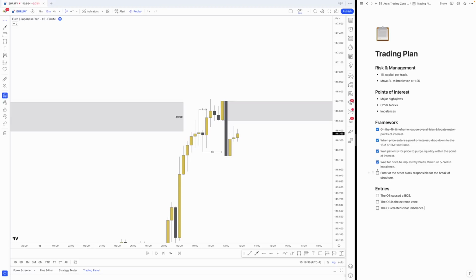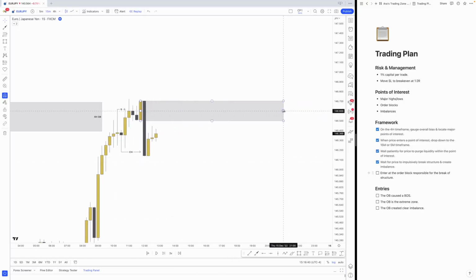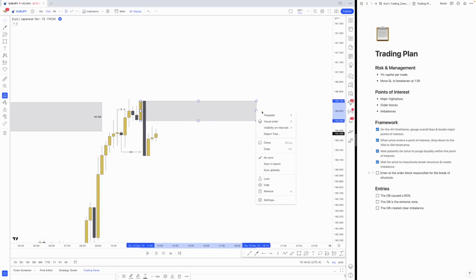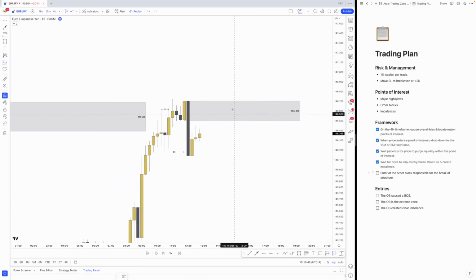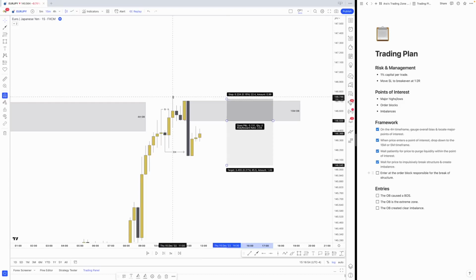Now, step 5 is to enter at the order block responsible for the break of structure. So this is the order block responsible for the break of structure. I'm going to label it as a 15-minute order block, and we're going to place a sell limit order right here at the low of the order block. Stop loss can be at the recent high, which would be this high right here that was never violated. That gives us about 22.5 pips.